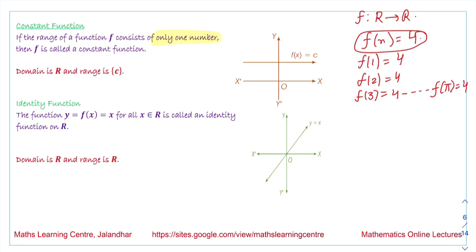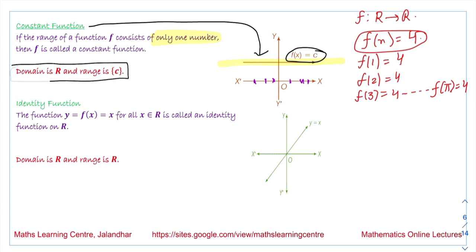So for any value of x, the value of y is fixed. When you draw this function, you will get a straight line, and this function is called a constant function. It is f(x) = c. We are saying the domain of this function is R, and the range of this function is c.